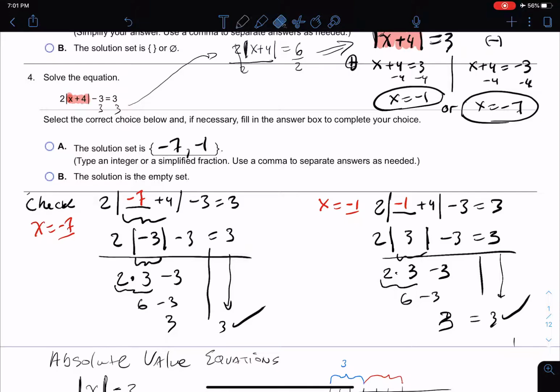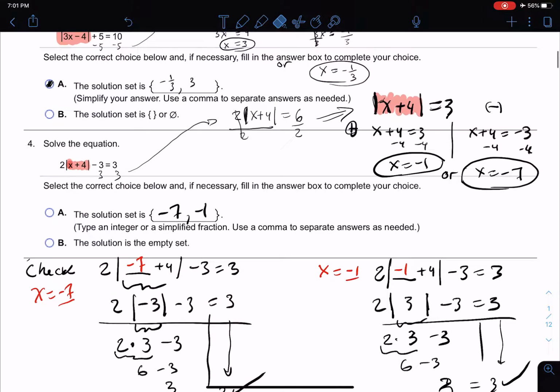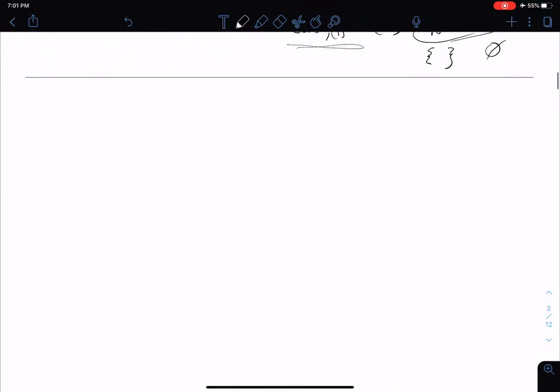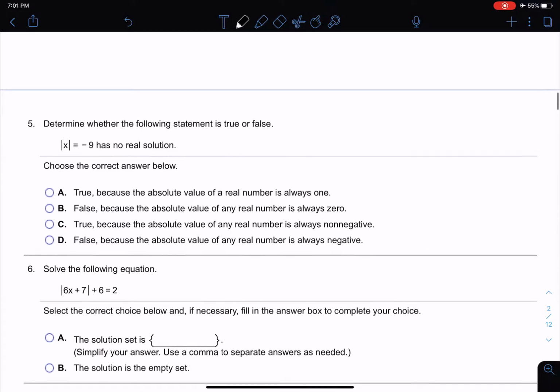Check. So yes, 2 answers work, and you can see the absolute value is going to make more than one answer work. And by the way, you use the positive case and the negative case to set them up right up here. It doesn't mean that your answers have to be positive or negative, right? We got 2 negative answers, -7 and -1. Okay, we're going to move on to the next problem.